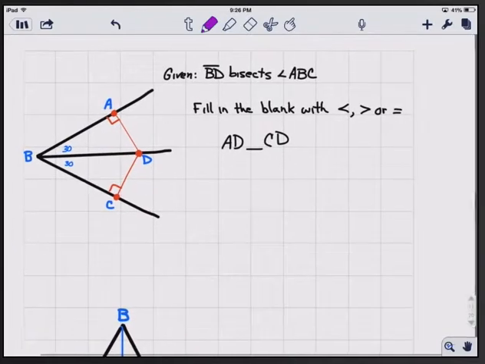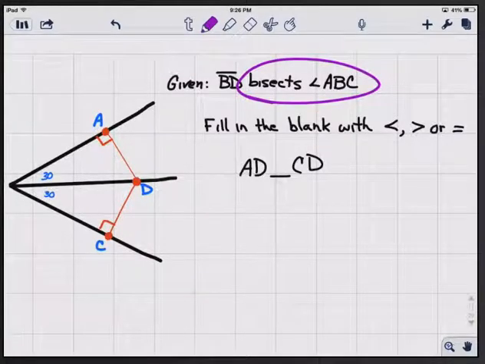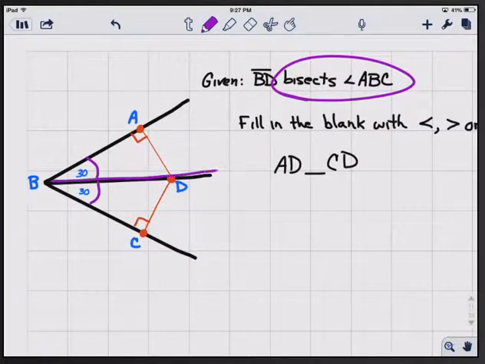And if you have an angle bisector, as indicated here by the given information that you have an angle bisector, or you could see that as an angle bisector because we have a pair of 30-degree angles, any point on the angle bisector, so segment BD or ray BD is the angle bisector, any point on the angle bisector is equidistant from the two sides of the angle.